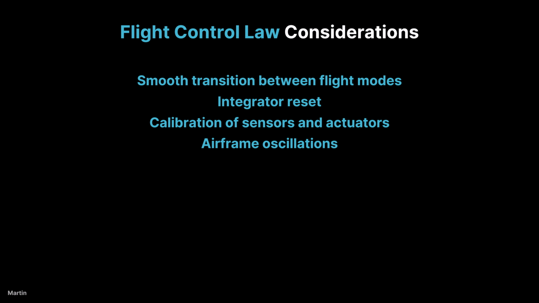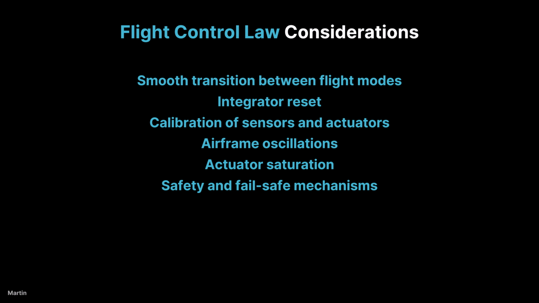Airframe oscillations, which may arise from high control gains or structural flexibility, requiring appropriate damping or filtering. Actuator saturation, where motor or servo limits can lead to degraded control performance or instability if not properly handled. Safety and fail-safe mechanisms, including redundancy and emergency landing protocols, to ensure operational reliability. Energy efficiency, optimizing control inputs to minimize power consumption while maintaining performance.